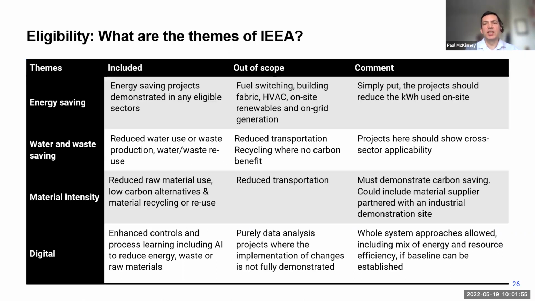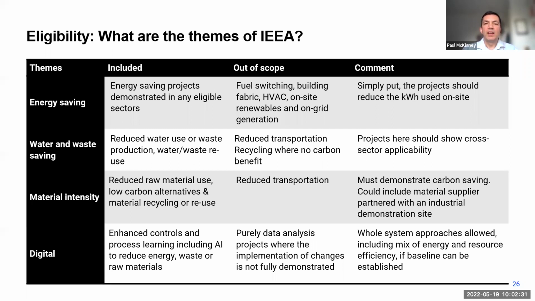So I've laid out on this slide a summary of the IEA scope. This is also on our website. This is divided up into 4 categories. Firstly, there's energy saving. That's probably the easiest. Here, the definition is really a reduction in the number of kilowatt hours used on site for industrial processing. Because it's industrial, things like building fabric are out of scope. Fuel switching, which is just saving carbon by switching from one fuel to another, isn't covered under this, but is covered under the fuel switching competition that Tony mentioned.